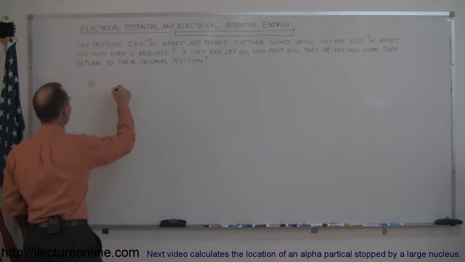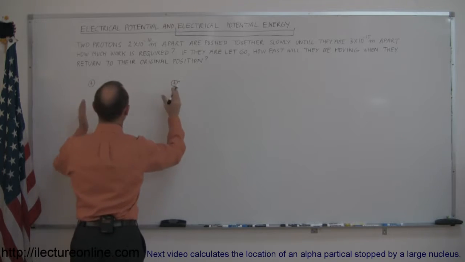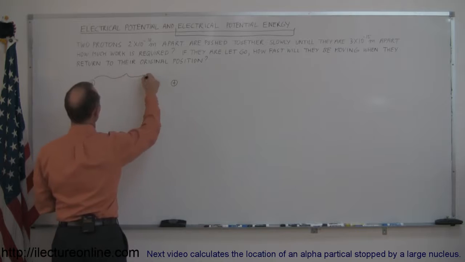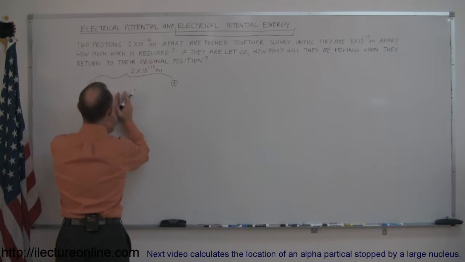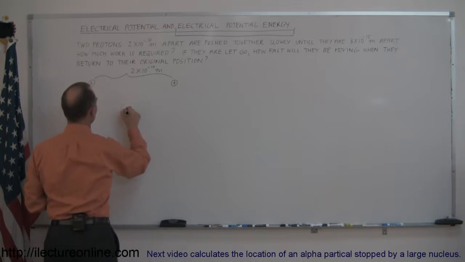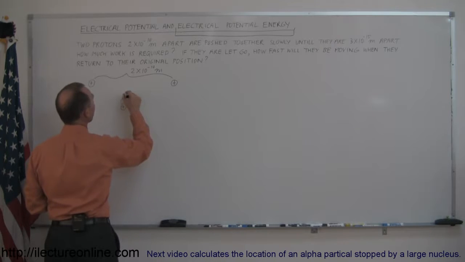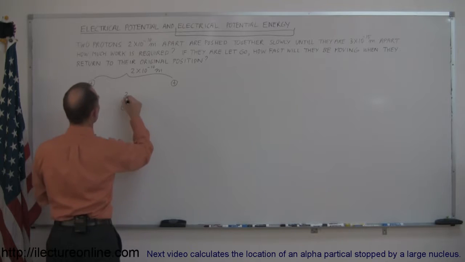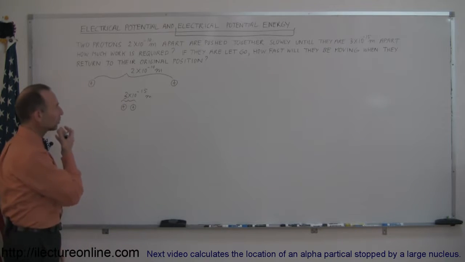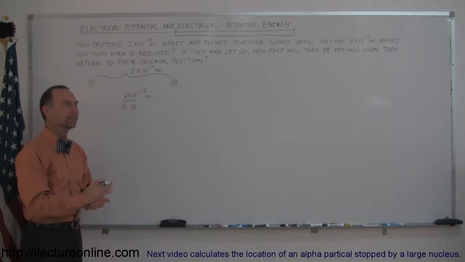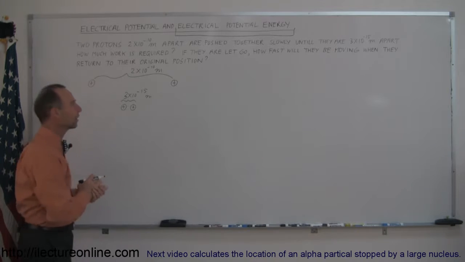We have a proton, and let's say that at the start, they're apart from one another a distance of 2 times 10 to the minus 10 meters. And now we want to bring them together until they are much closer, like so. And let's say now the distance between them is, no, it doesn't say 2, it says 3 times 10 to the minus 15 meters. Very close together. It says how much work is required to do that. All right, work, potential energy.